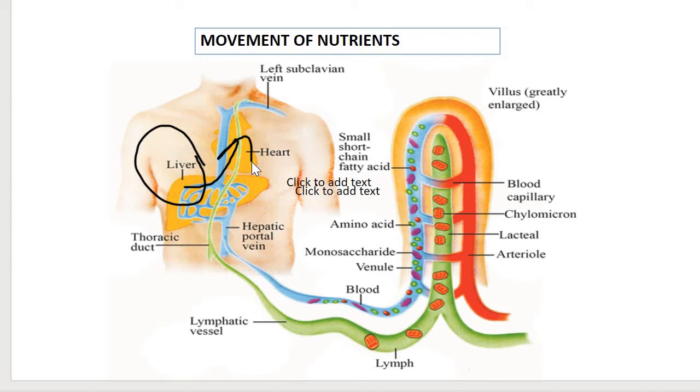Liver will convert into glycogen and whatever amount is required will be utilized in the body or circulated inside the body. And this particular activity is known as portal system. The system is called portal system, and as liver is involved, that's why this is known as hepatic portal system.